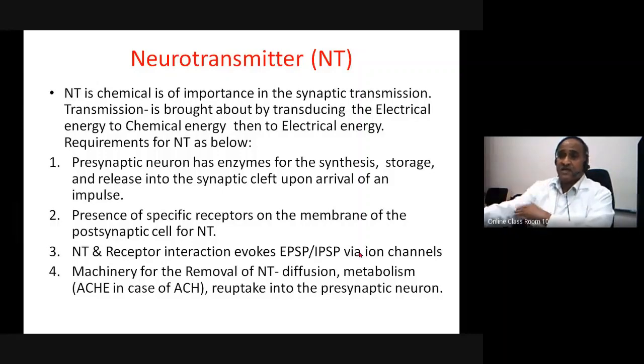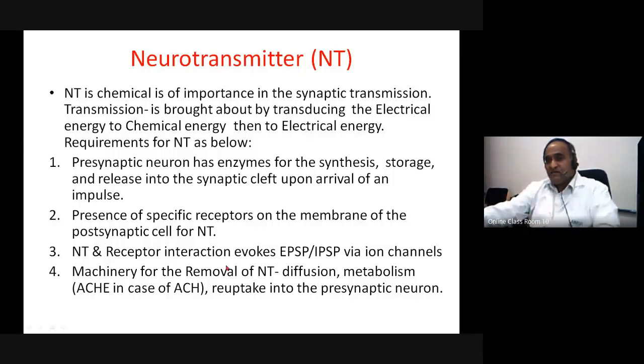This happens by diffusion into the synaptic space or synaptic cleft, and by metabolism. If I am talking about acetylcholine, acetylcholinesterase is an enzyme which splits acetylcholine into acetate and choline. These two components are recycled again. That's another event, the recycling, using the materials as raw material.